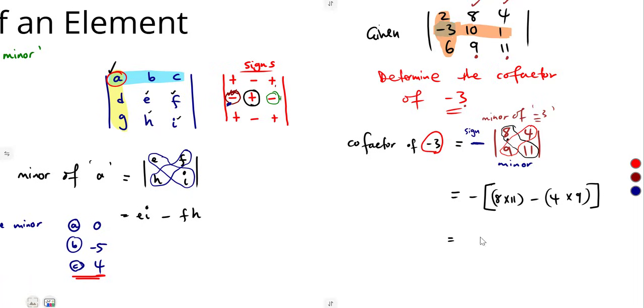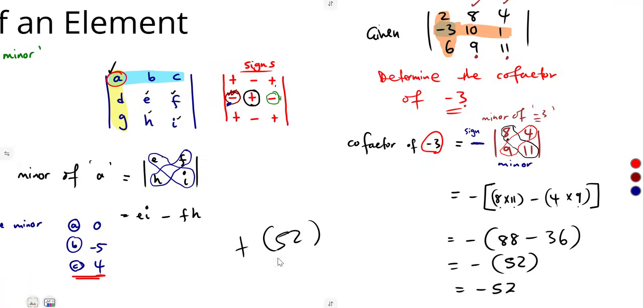But on the answer, do not worry about the sign. All right, so let's evaluate this. 8 times 11 is 88, minus 36, which gives us 52. So negative times 52 gives us negative 52. If it was a positive, then it's 52 like this. Positive times positive is positive, so you just write 52 as it is.